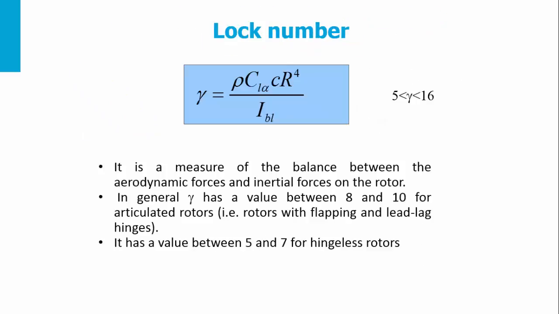The Lock number is another important design parameter, which is actually a measure of the balance between the aerodynamic forces on the numerator and the inertial forces on the rotor on the denominator. It takes values between 5 and 16. In general, the Lock number has a value between 8 and 10 for articulated rotors, so the rotors which involve flapping and lead-lag hinges, and it is lower for the hingeless rotor, between 5 and 7.